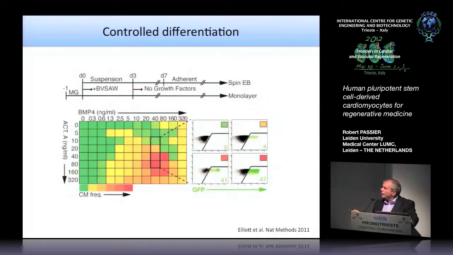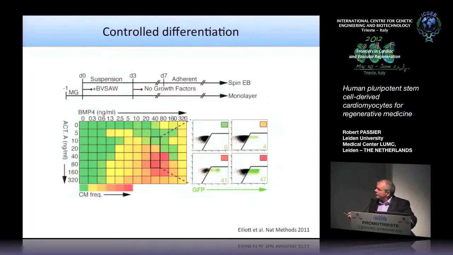Then you have a wash of those growth factors, and at day 7 we plate the cells, and around 2 weeks you have nice contracting areas. And you can also follow the same procedure to create monolayers. So having this GFP line, it's also a very nice tool to further optimize cardiac differentiation.